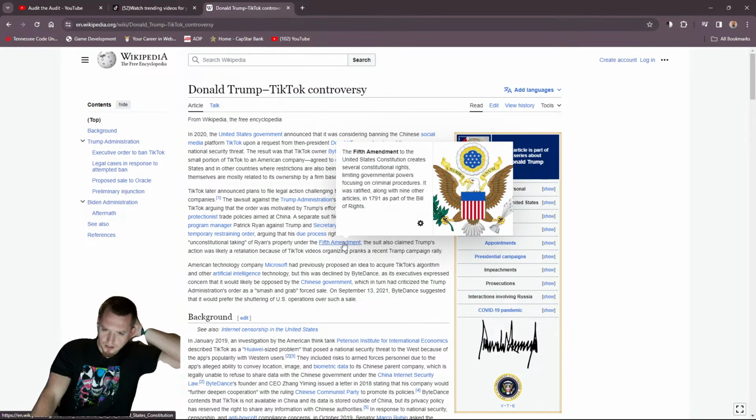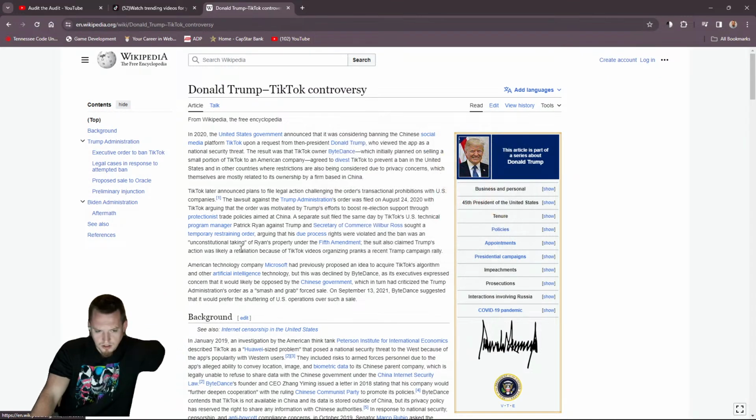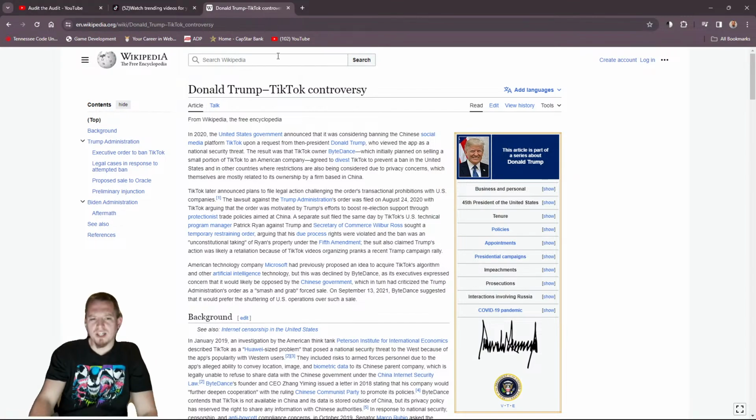Under the Fifth Amendment? Okay, I don't understand. Unconstitutional taking. Also Fifth Amendment, but alright. Okay, what?